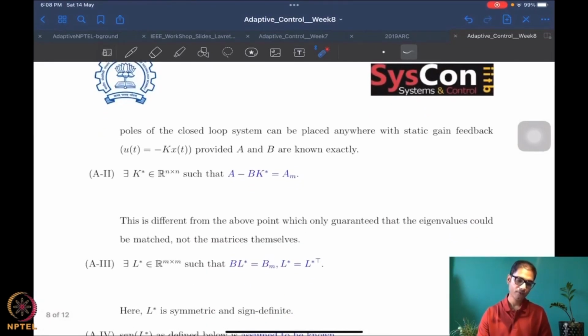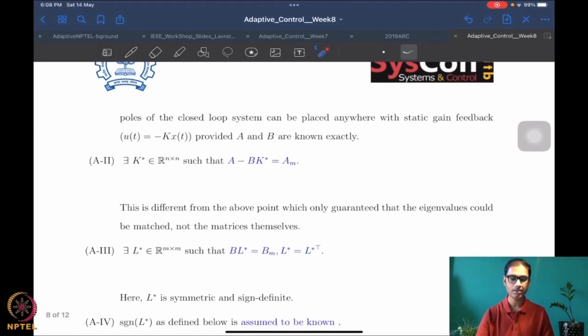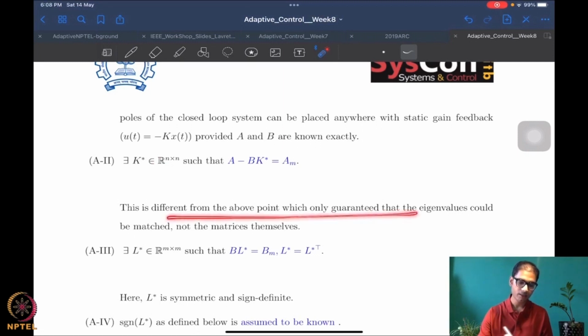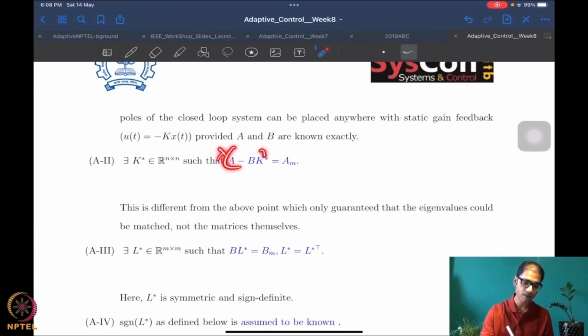Great. So now the next assumption makes this more stringent. It says that there exists a K star, an n by n matrix, such that A minus BK star is exactly equal to AM. Okay, so now we have made it stringent, right? This is where it is different from assumption A1, because we are not just saying that the eigenvalues are matching. No, we are actually saying that the two matrices match.